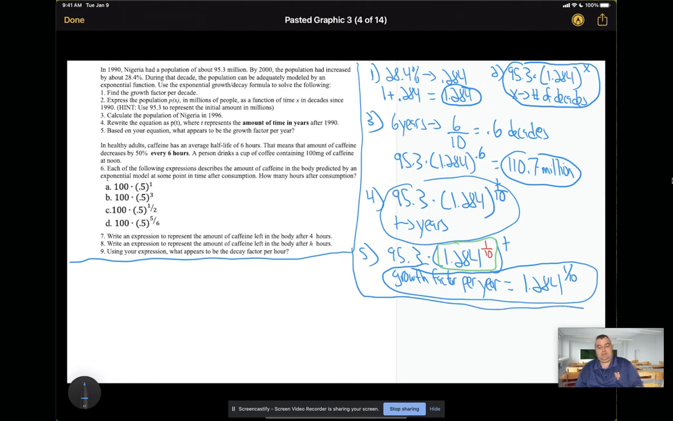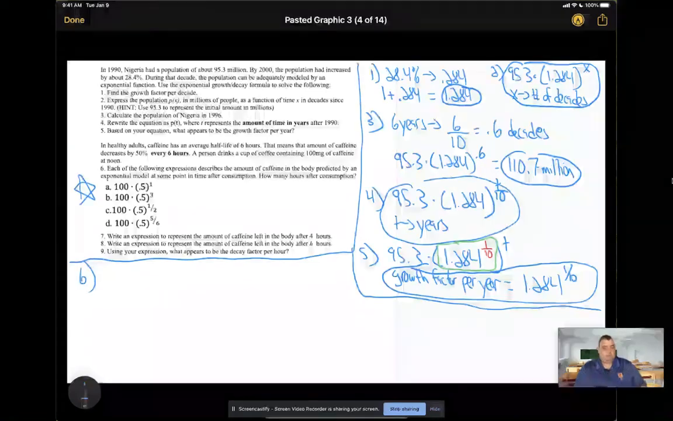And I got that by simply breaking down the t over 10 into 1/10 times t. Okay, let's go ahead and go to the second set of examples here. So number 6.